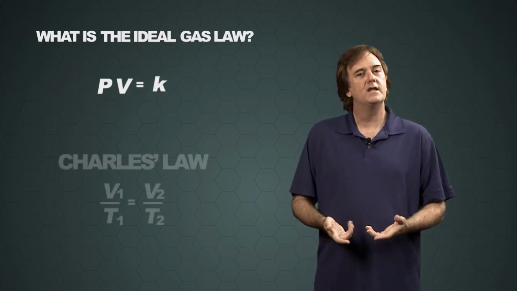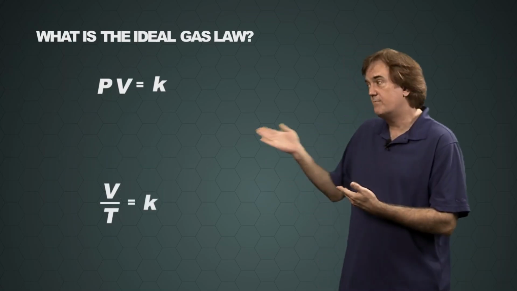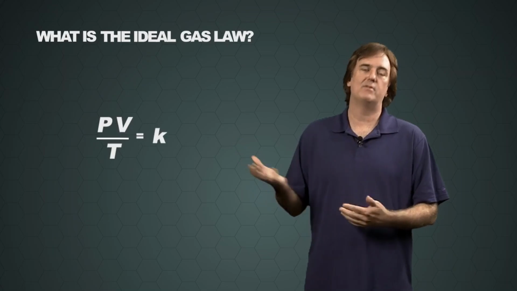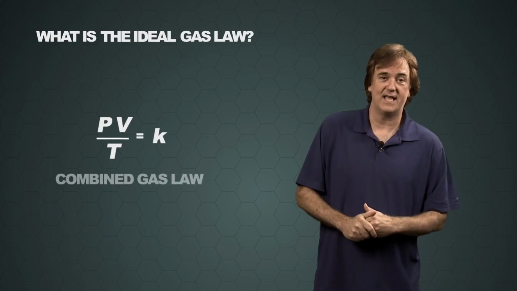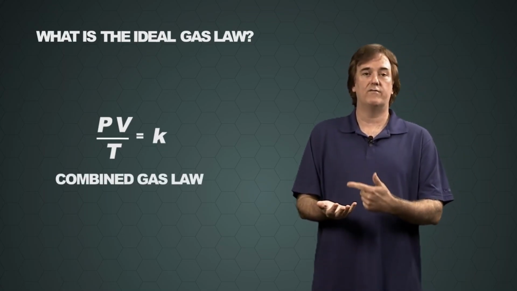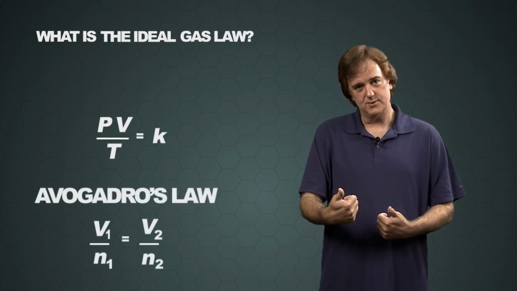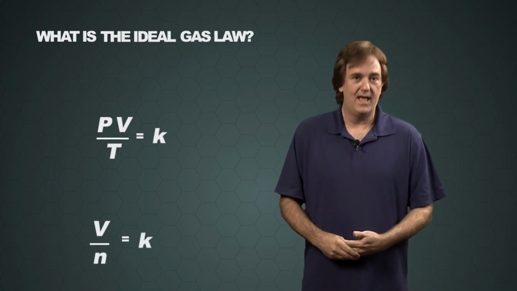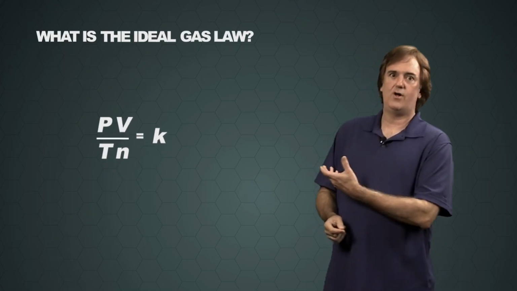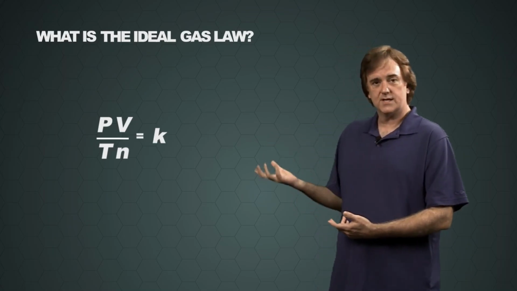Now we're going to bring in Charles' law, where volume over temperature is a constant. So we simply add a T to this problem in the denominator. Now we've got what is classically known as the combined gas law: pressure times volume over temperature is a constant. We now add in Avogadro's law, which is simply putting an n for the number of moles in the denominator. And now we've got pressure times volume over temperature times moles, and all of that equals a constant.